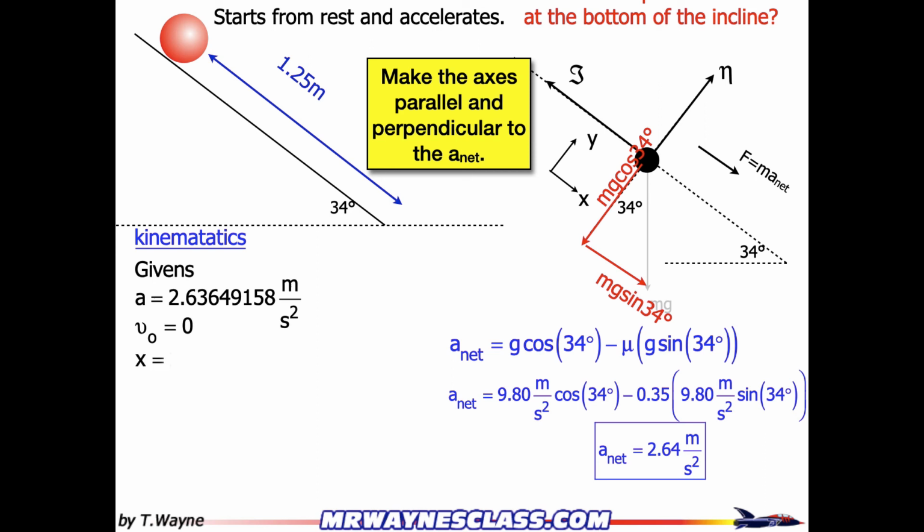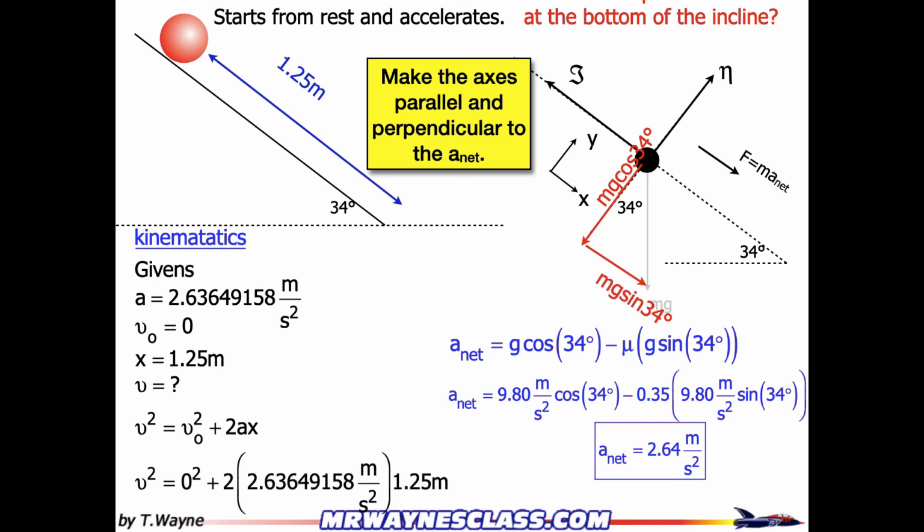Initial velocity was 0. The distance is 1.25 meters. And I want to figure out what the velocity is at the bottom. Cool. I've got 3 of my kinematics variables. I can find the 4th, which is velocity. I can use v squared equals v naught squared plus 2ax, putting in all my numbers and units, and all those decimal places. I get the final velocity at the bottom to be 2.57 meters per second. Crazy, man. And it's a lot of work.